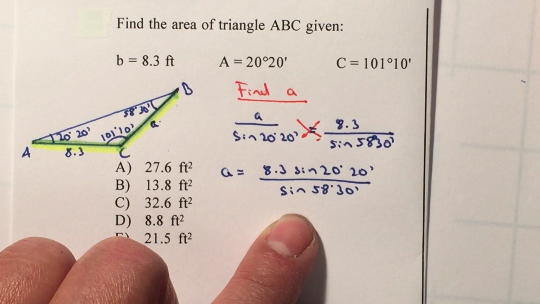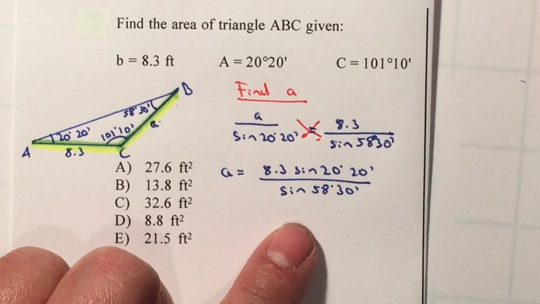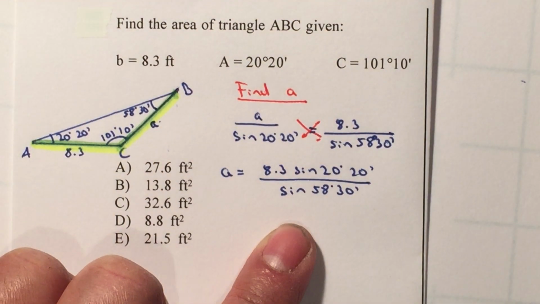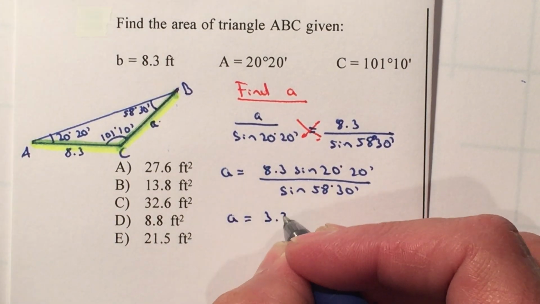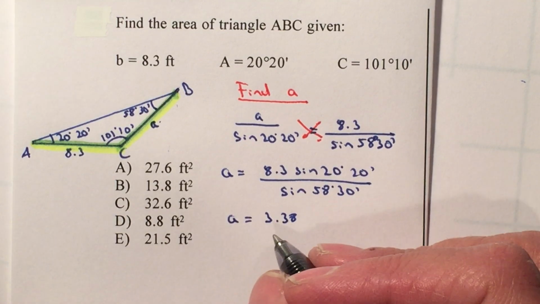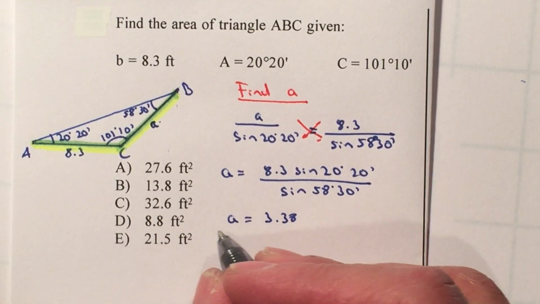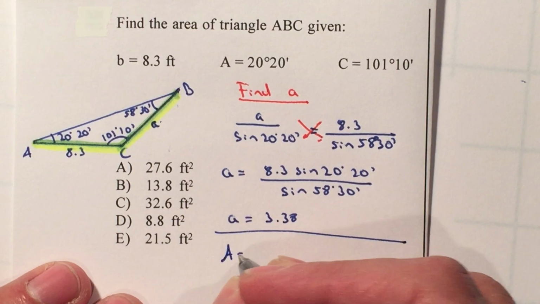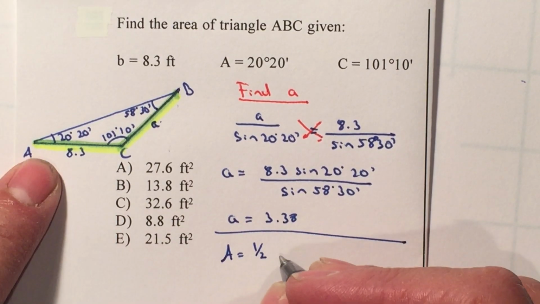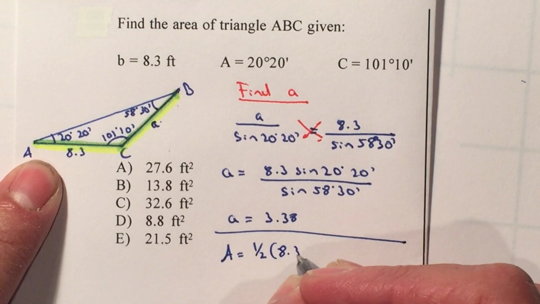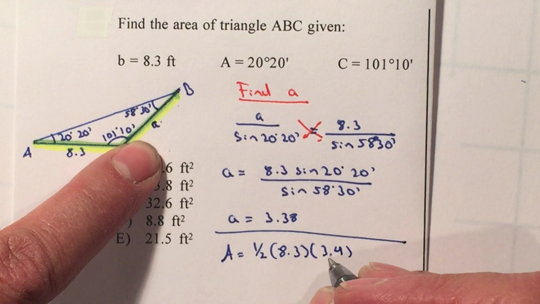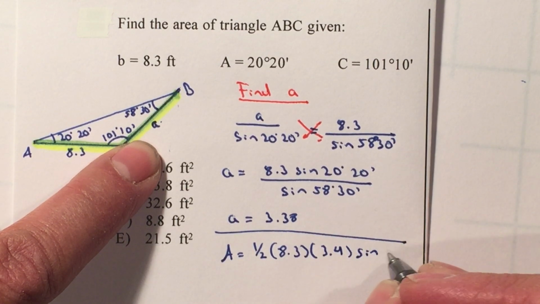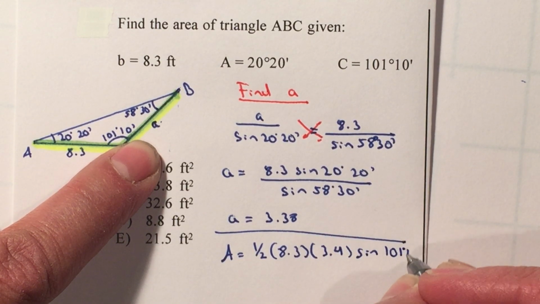And once I type it up, I end up with 3.38. So A is equal to 3.38. I'm going to leave that in the calculator so I can get a more exact answer. So now I'm going to use my formula. Area is equal to 1/2, two sides, so 8.3 multiplied by 3.4, let's round it up to 3.4, and multiply by the sine of the angle in between, which is 101 degrees 10 minutes.